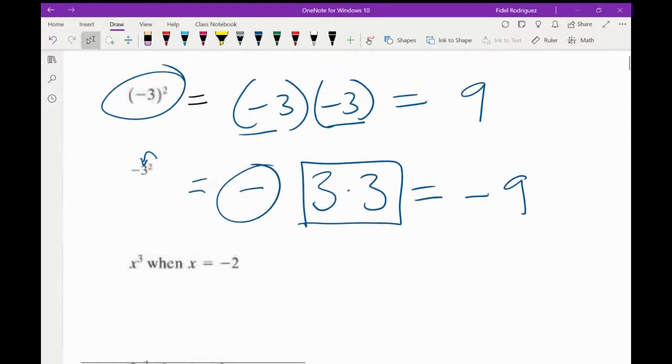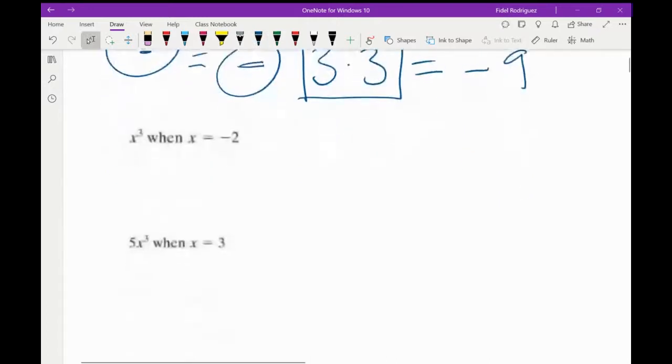So if I have parentheses, I write the number inside the parentheses as many times as my exponent tells me. If I don't have parentheses, then I just write the negative once, and then I write the number without the negative as many times as my exponent tells me to do that. Okay.